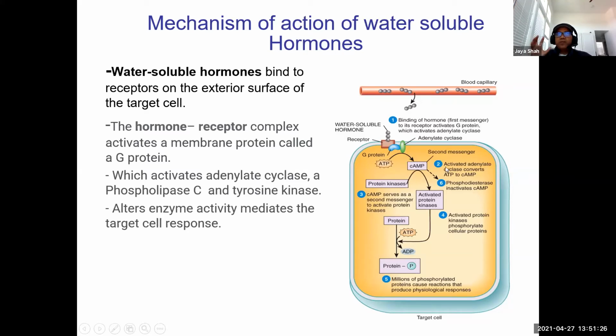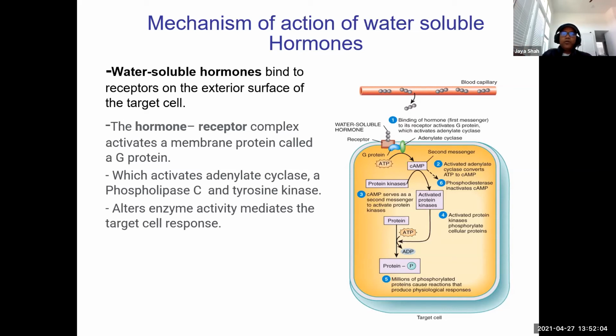Similarly, the three major second messengers which bring about the function change inside the cells are cyclic AMP through the adenylate cyclase. Then another is phospholipase C enzyme. Instead of adenylate cyclase, there is another enzyme, phospholipase C, and tyrosine kinase. These enzymes all ultimately phosphorylate protein and then they activate the cells.